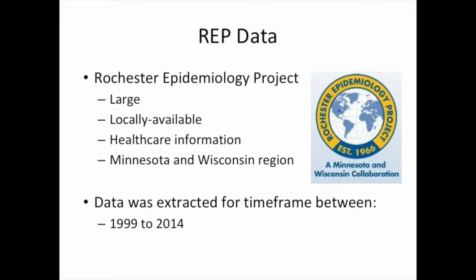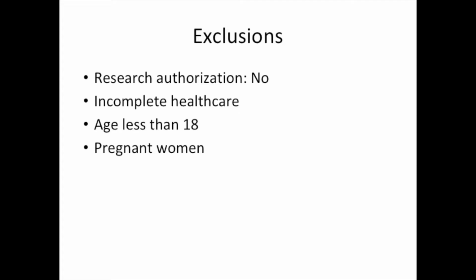The Rochester Epidemiology Project is a large, locally available repository of healthcare information for inhabitants in the Minnesota and Wisconsin regions. Data from this repository was extracted from the timeframe between 1999 and 2014. Patients that did not consent to research authorization according to Minnesota statutes were excluded. Patients with a strong indication that part or all of their healthcare took place elsewhere than the primary healthcare site were also excluded. Patients with age at first record in the repository of less than 18 were also excluded, consistent with national metrics. Women with indications of pregnancy were excluded to avoid false positives related to gestational diabetes.